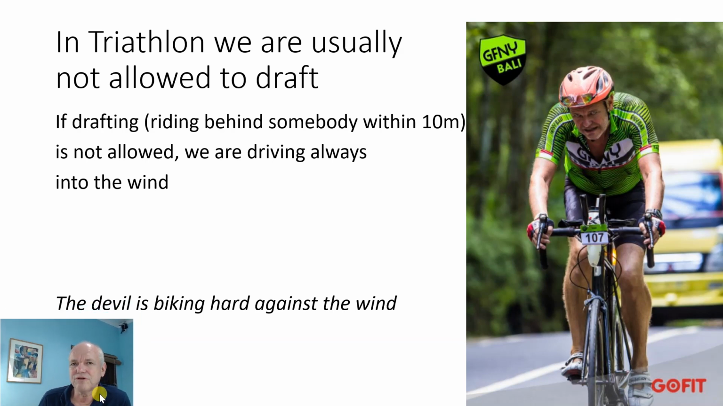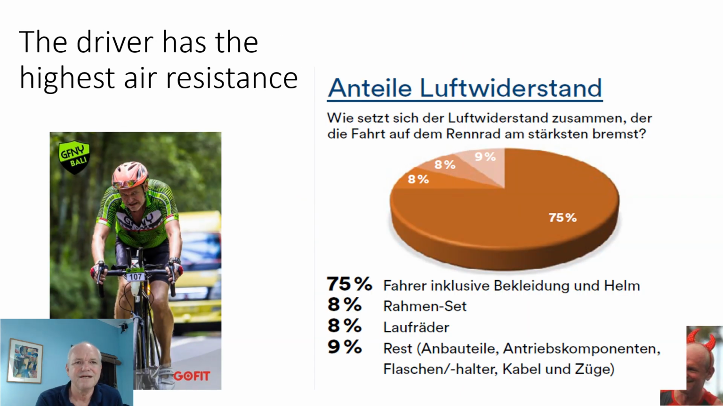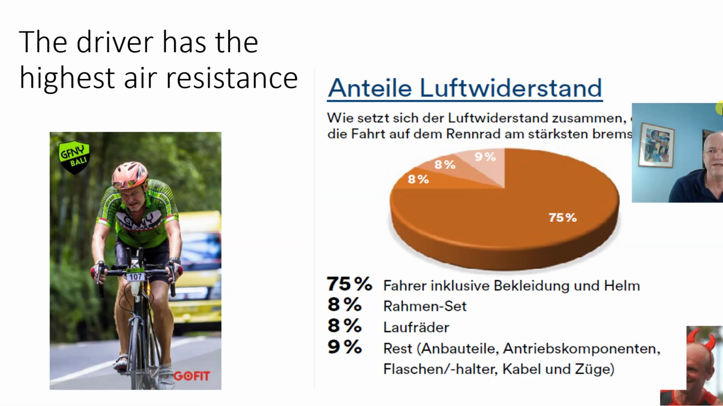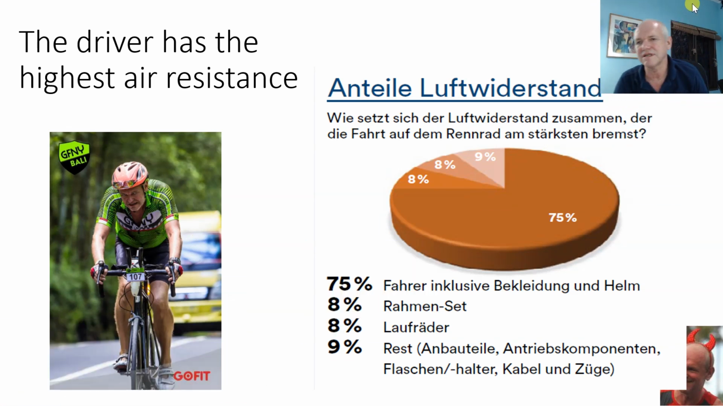In triathlon we are not allowed to draft behind others. So usually we have to be 10 meters behind somebody else. And with this we are driving always into the wind. So the wind is our first enemy, and the wind is related to wind resistance. Now we would like to look into the wind resistance. Here, Luftwiderstand. I took that out of a German magazine. Air resistance.